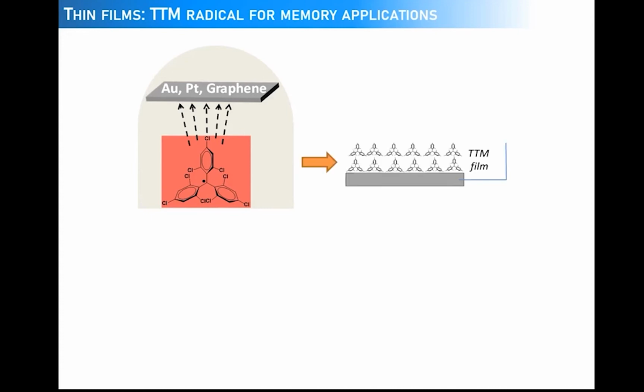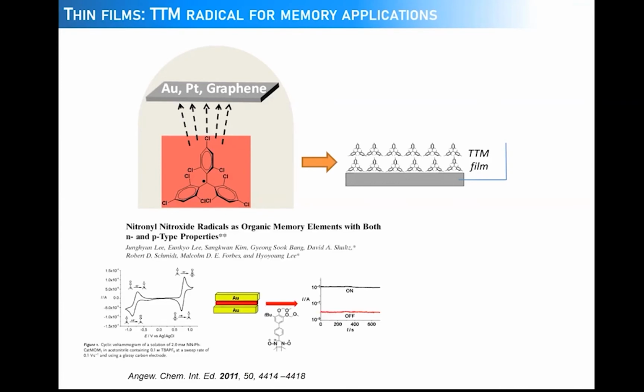And our idea is that we want to explore these films as organic memories. Our idea came from a previously reported work in which they used this organic radical. A film of this radical was embedded between two gold electrodes, and they observed a very nice memory behavior.